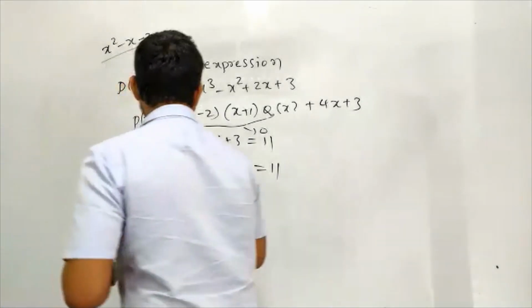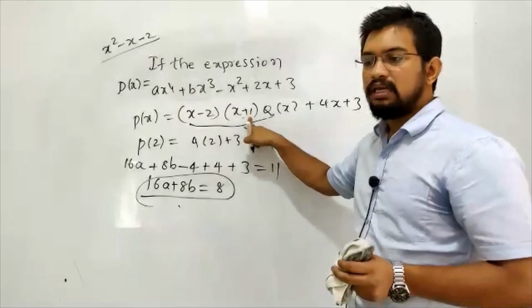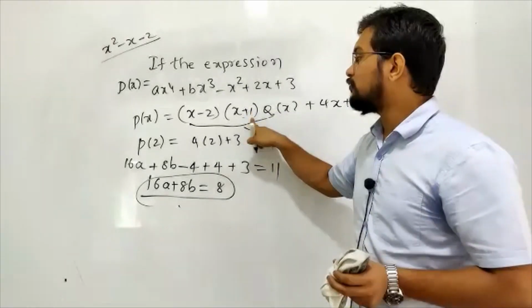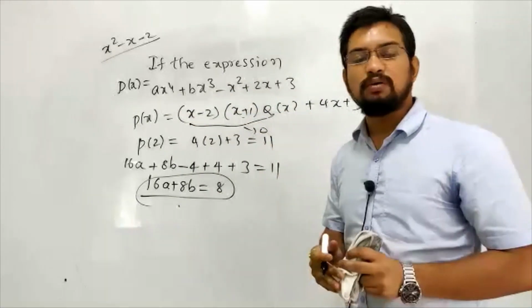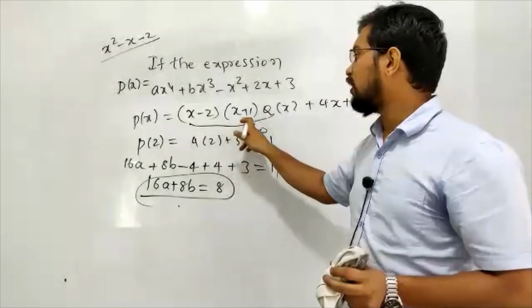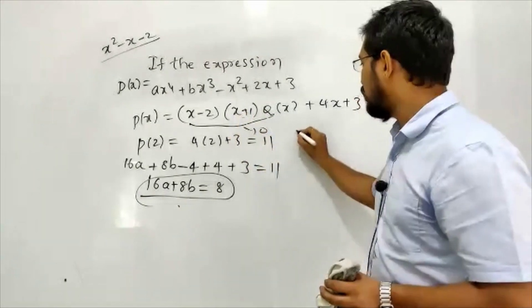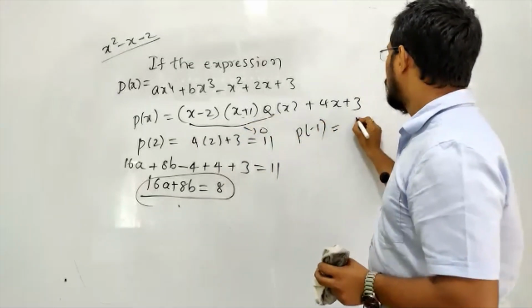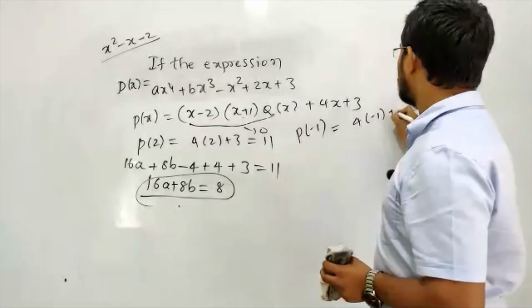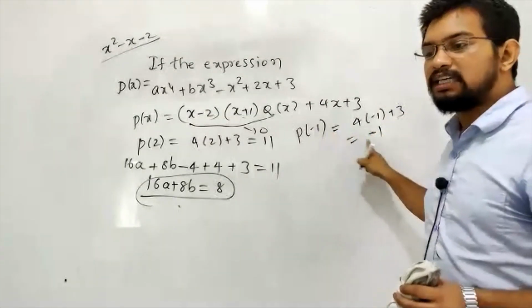This is one equation. In the second equation, there is one more factor which is x plus 1, for which the first quantity becomes 0. If the first part is 0, then it is 0 at x equal to minus 1 also. So I'll get the value of p of minus 1. What is p of minus 1? This is nothing but 4 into minus 1 plus 3, which is minus 1.